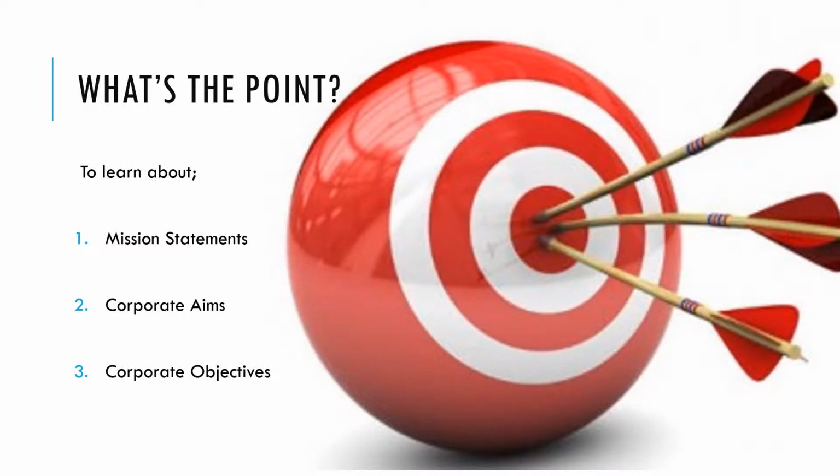So what's the point of this video? Well, we're going to learn about three things here: mission statements, corporate aims, and corporate objectives. Look at the differences, the purposes, and some examples. So let's start off with a few basic examples just to illustrate these three different concepts.